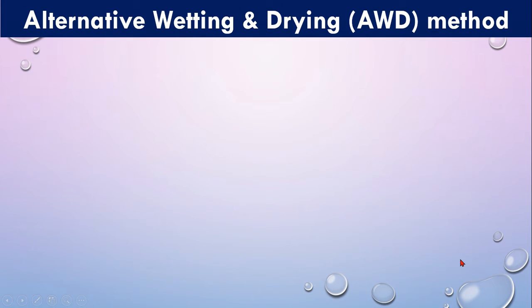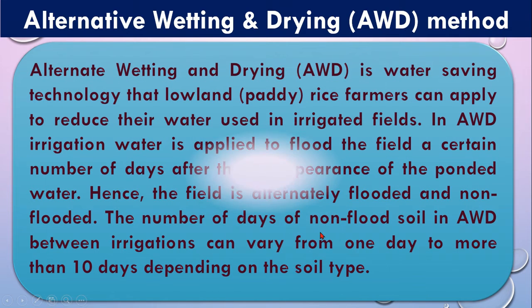Now I will talk about the alternate wetting and drying method. This one is a little bit tricky, so you have to listen and watch carefully. Alternate wetting and drying is a water saving technology that lowland rice farmers can apply to reduce their water use in irrigation fields. In AWD, irrigation water is applied to flood the field a certain number of days after the disappearance of the ponded water. Hence, the field is alternately flooded and non-flooded. The number of days of non-flooded soil in AWD between irrigations can vary from 1 day to more than 10 days depending on the soil types.